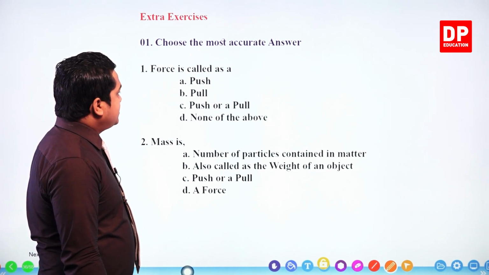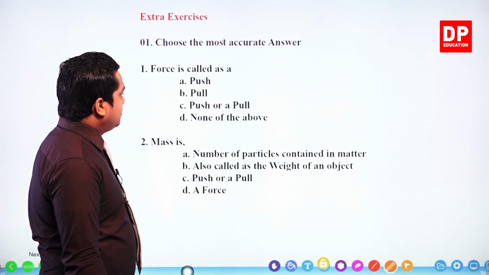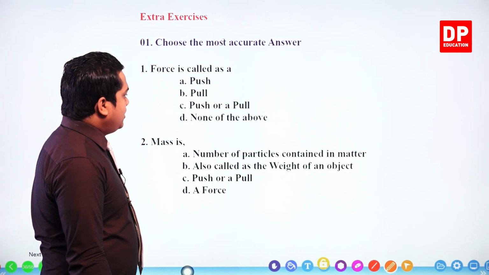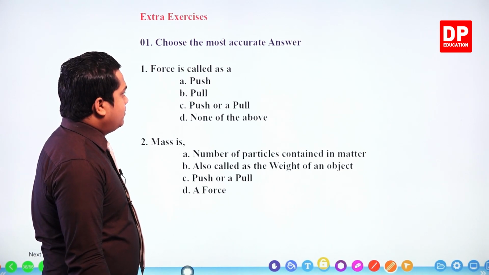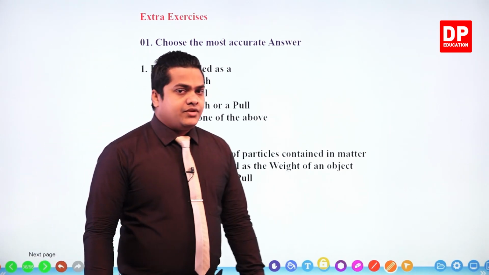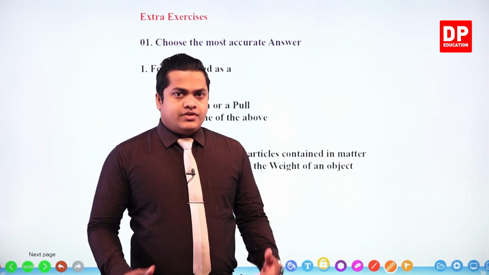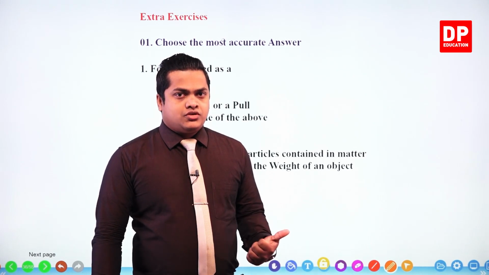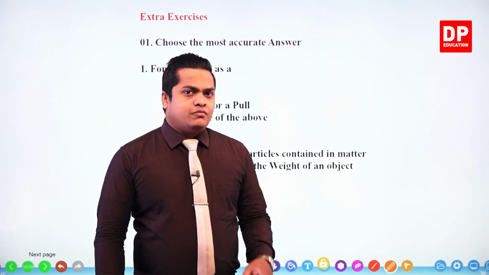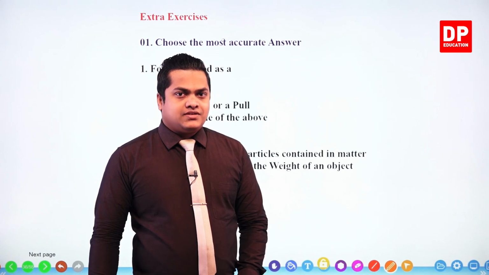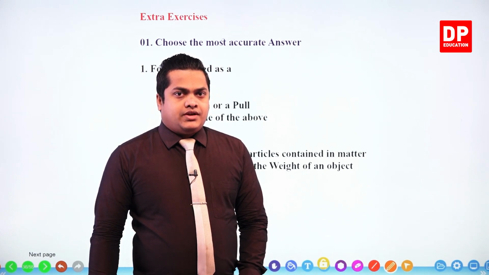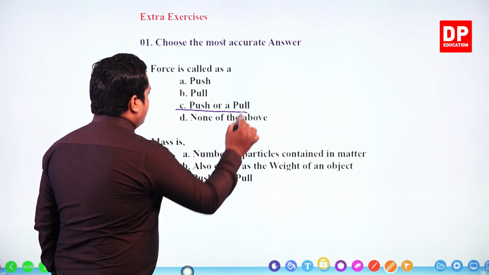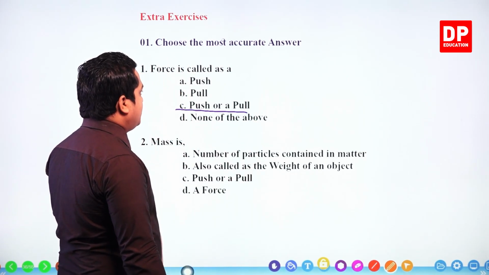Number one, force is called as a push, a pull, a push or a pull, none of the above. So it's obvious. You know that a force is always a push or it can be a pull. So push or a pull is simply called a force. So the correct answer for the first one is push or a pull.